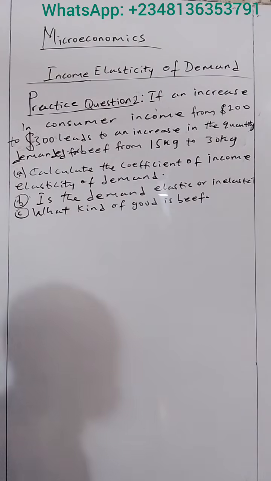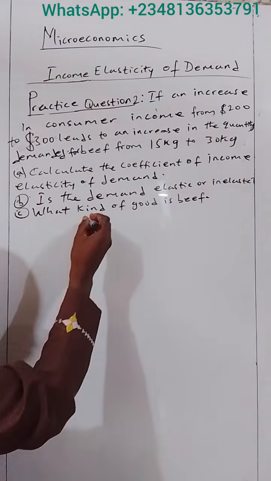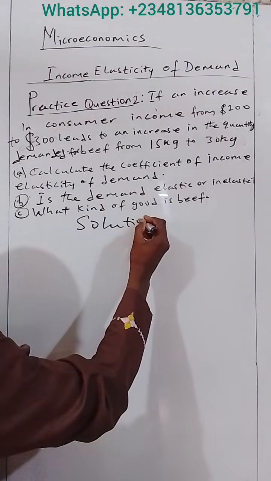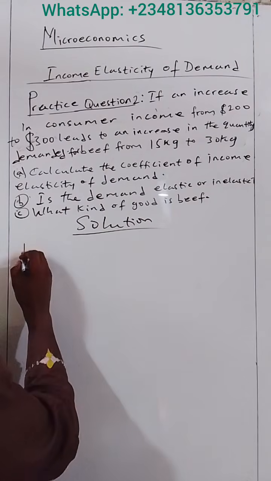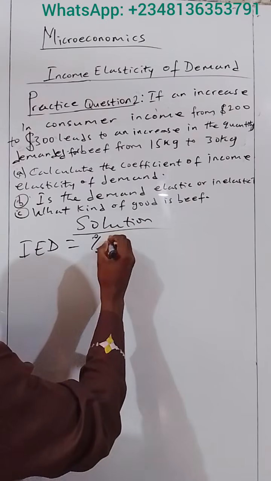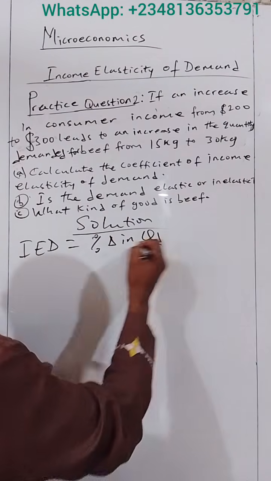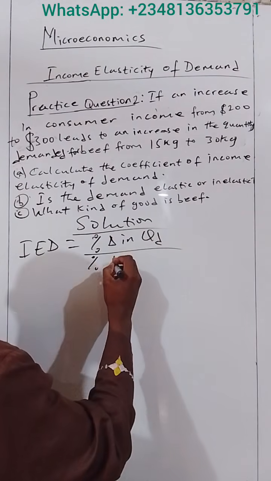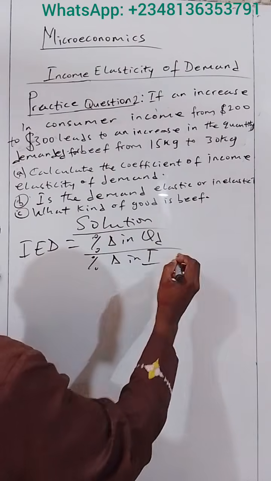B. Is the demand elastic or inelastic? C. What kind of good is beef? So here is the solution. In our previous video, we applied the formula: income elasticity of demand equals percentage change in quantity demanded divided by percentage change in income.